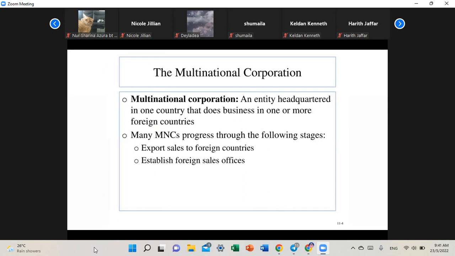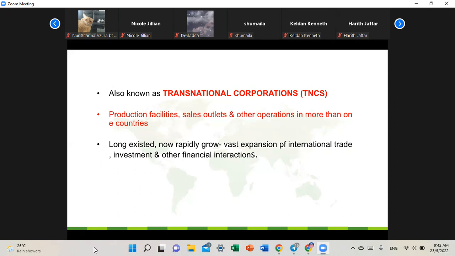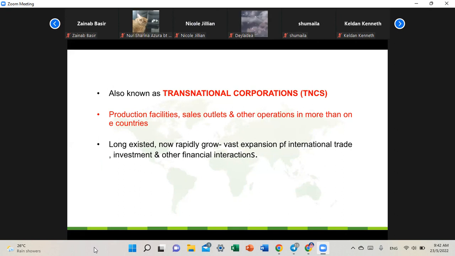A multinational corporation is an entity headquartered in one country that does business in one or more foreign countries. Many MNCs progress through the following stages: export sales to foreign countries, establish foreign sales offices. Then departmentalization, regional departmentalization, where we have McDonald's Southeast Asian region, McDonald's Asia region, McDonald's Europe region, those kinds of regional offices. And then also known as TNC, transnational corporation: production facilities, sales outlets, and other operations in more than one country. Long existed, now rapidly growing, with vast expansion of international trade, investment and other financial interaction.